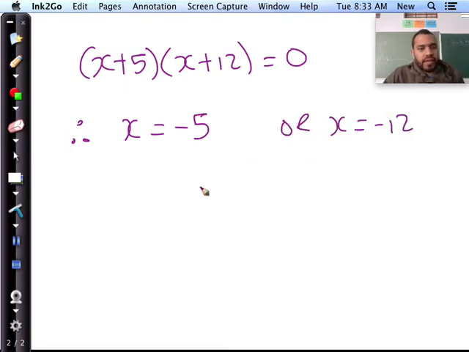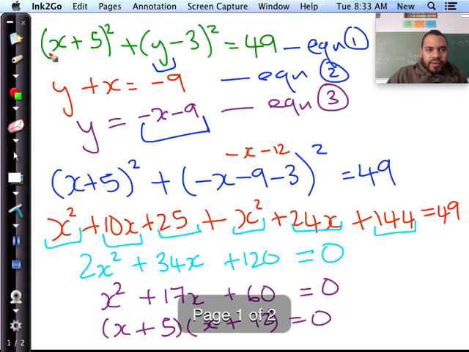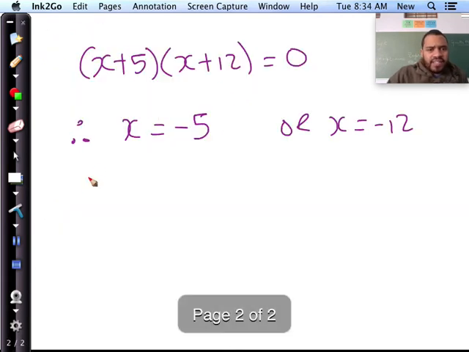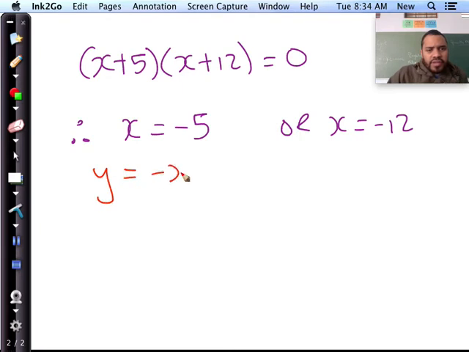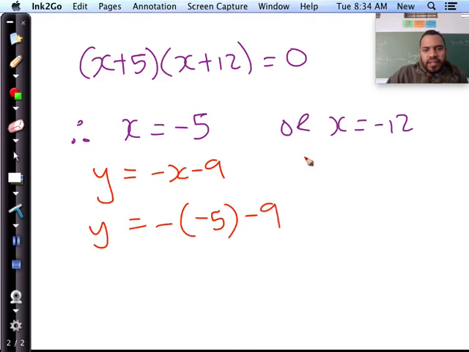Okay, very good. Now, we are not done because we obviously need to find the corresponding y values. And if I go one back, I would see that y is equal to minus x minus 9. So I'm going to write down that equation, y equals minus x minus 9, and I'm going to substitute in the values of x that I found. So my y is equal to negative, and the x itself is negative 5, minus 9. And then on this side, y is equal to minus, and the x value is negative 12, minus 9.